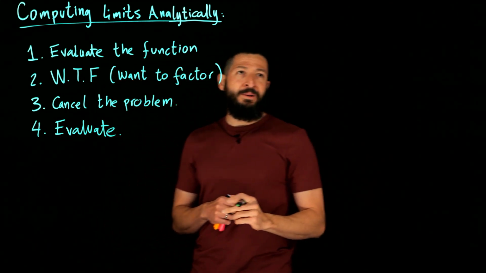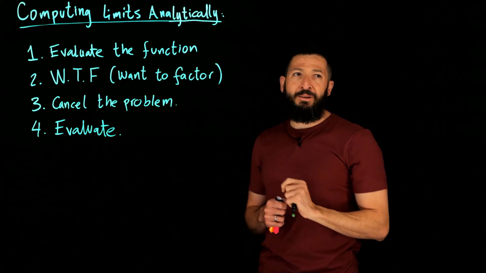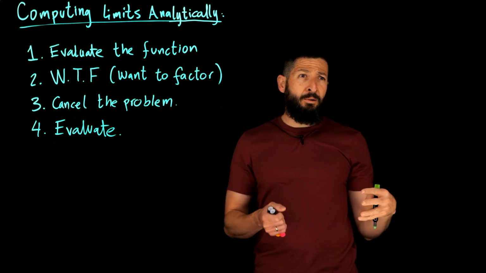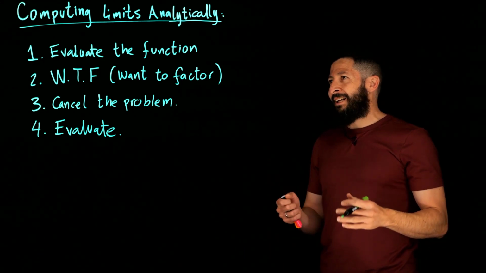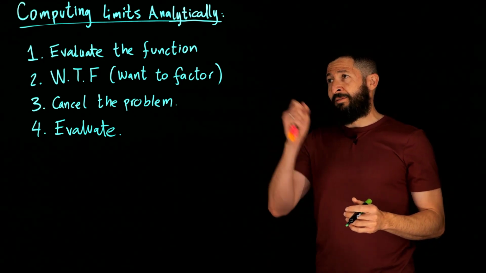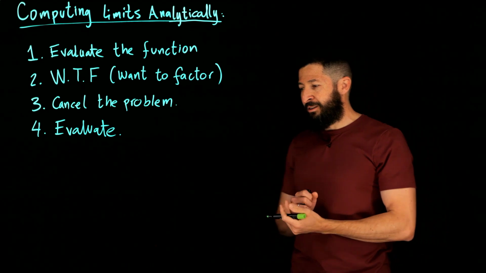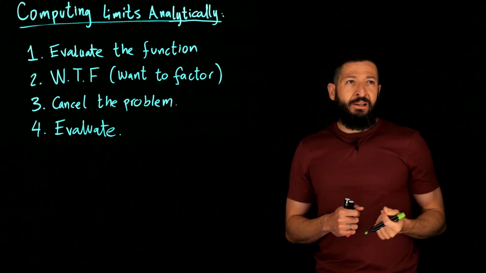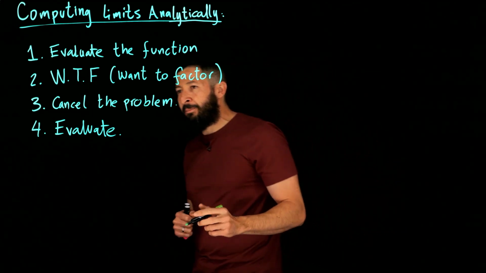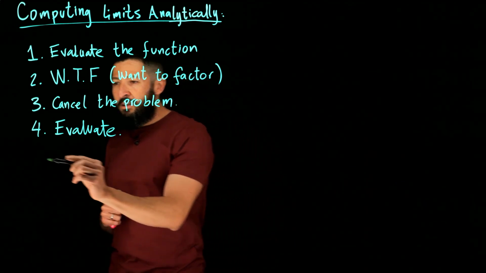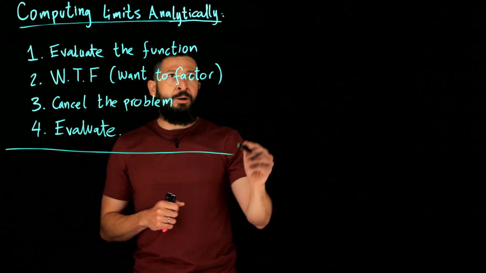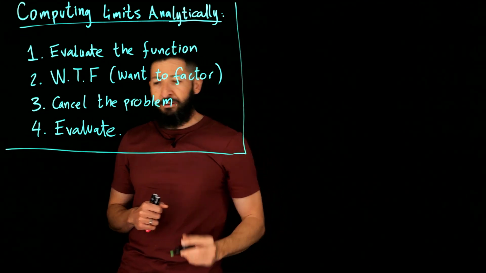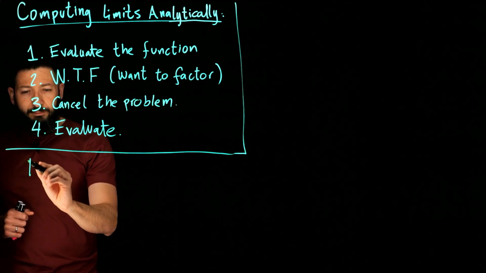Now, if it happens that when you evaluate the first time in your function you don't get 0 over 0, then you're very likely going to have that the limit will be whatever value you're getting. If you don't get a division by 0 or something that is undefined, then that very likely will be your limit. So let's do a couple examples so we can talk about it. This is going to be our strategy, and we're going to try to stick to it for the most part.